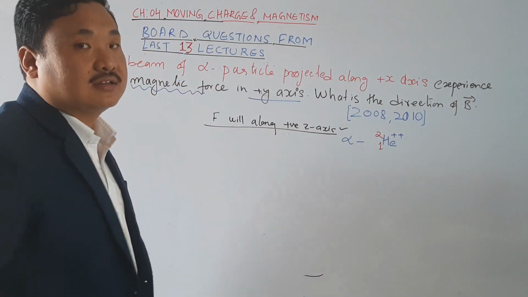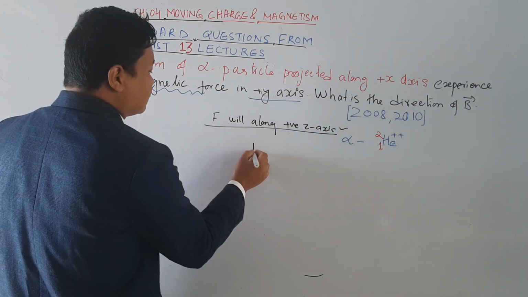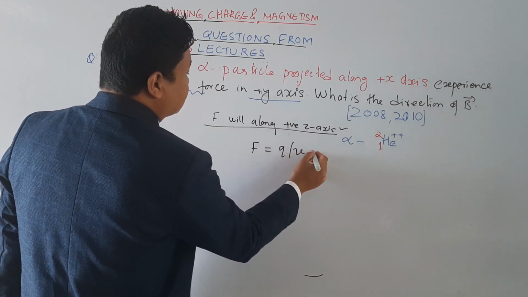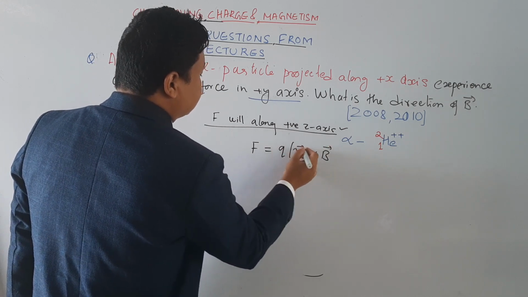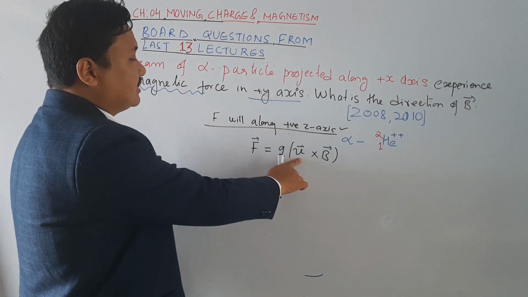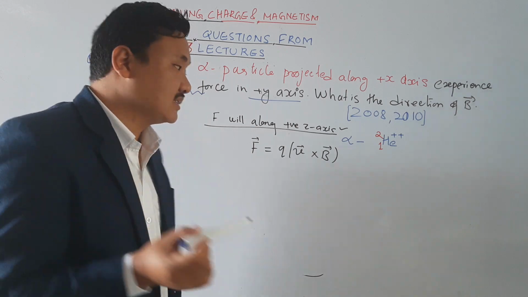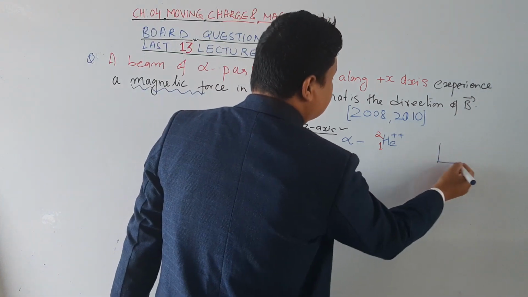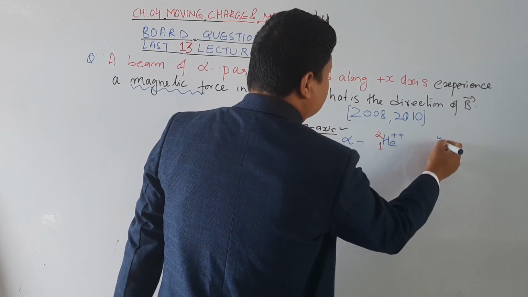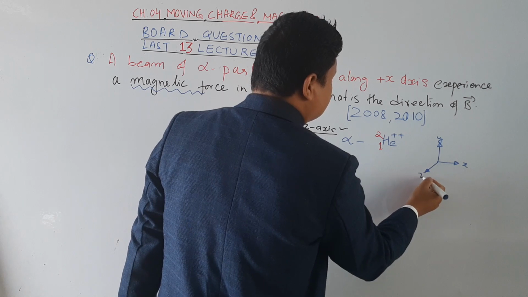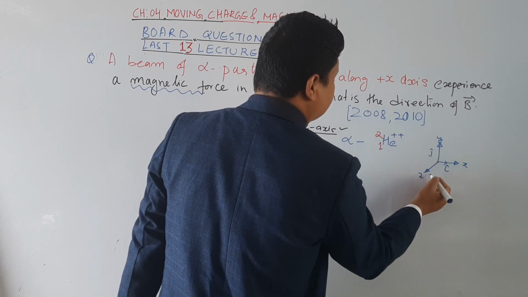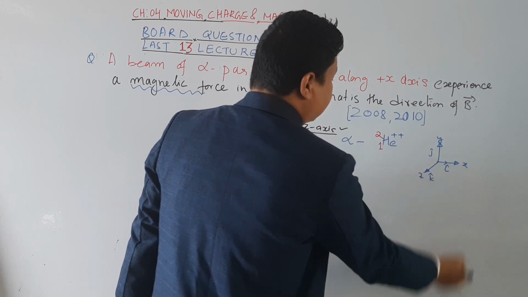So I am going into the physics also. The force is given by, what is force? F equals Q V cross B, all vectors. So this is the Lorentz magnetic force. What is the direction of velocity? It is going in the positive x-axis. You must have studied unit vectors in x, y and z. These will be counted as i cap, j cap, and k cap, isn't it?